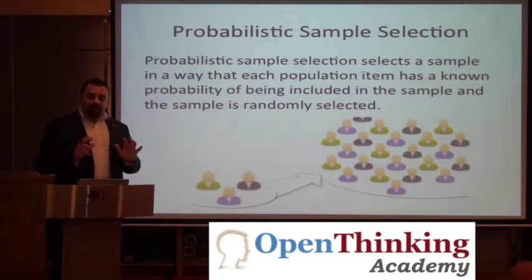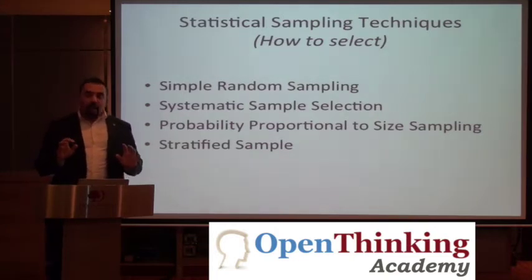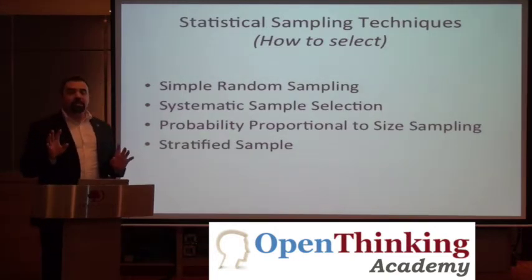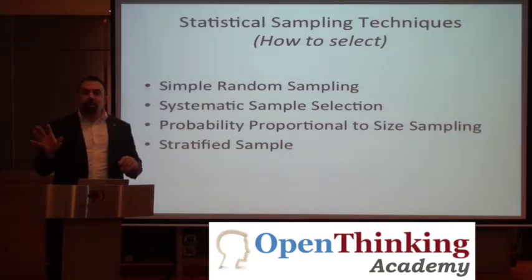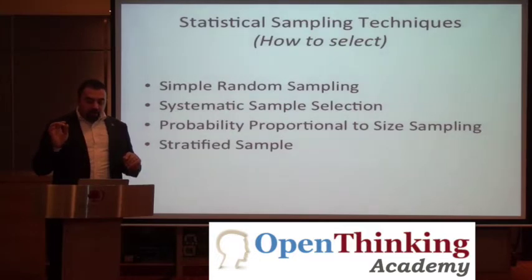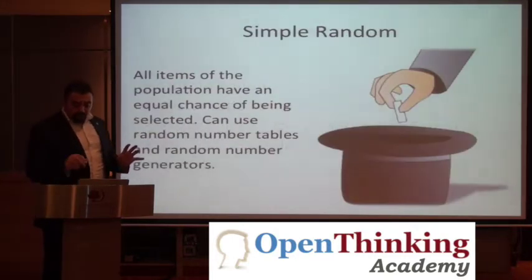Now let's go and understand what the statistical sampling techniques are. How can we select the sample? We have 4 statistical sampling techniques. Number 1, we have something called simple random sampling. Number 2, we have systematic sample selection. Number 3, we have probability proportional to size sampling. Number 4, we have stratified sample. So these are the different sampling techniques that we can use. Let's start with the first one.